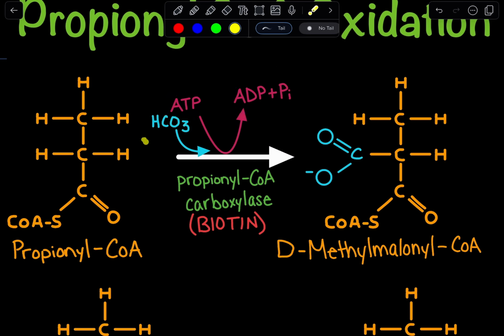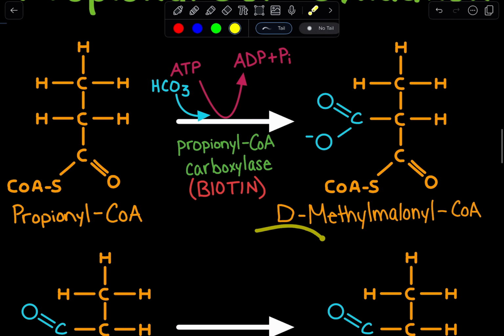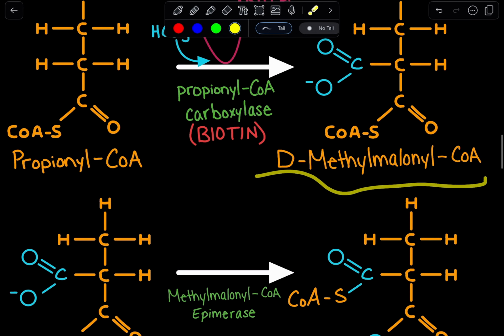But essentially, we take this HCO3, and what we are doing is this bicarbonate, through the mechanism of biotin, is what's responsible for attaching this carbon dioxide group onto our propionyl-CoA at that second carbon to produce methylmalonyl-CoA. But what do we want to do next? We actually want to isomerize this methylmalonyl-CoA.